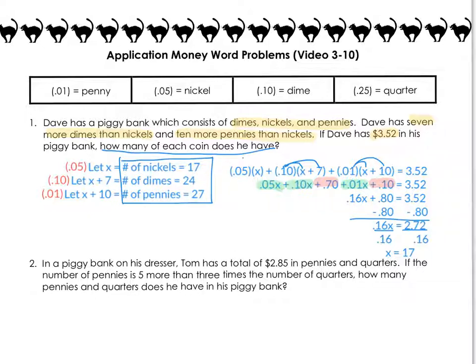And there's a built-in check. We can multiply the nickels, 17 times 0.05 to find out how much that is, and add up 24 times 0.10 and 27 times 0.01 to make sure we get the total of $3.52.